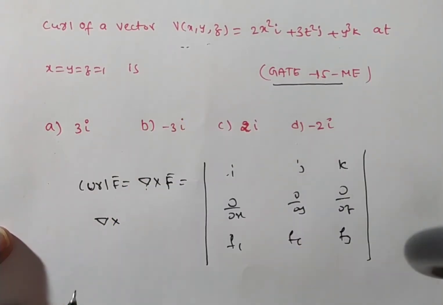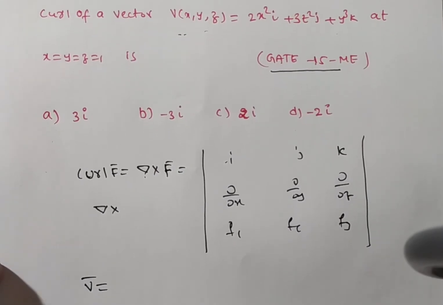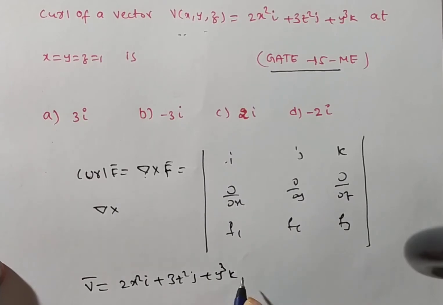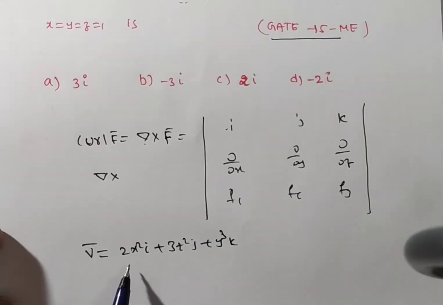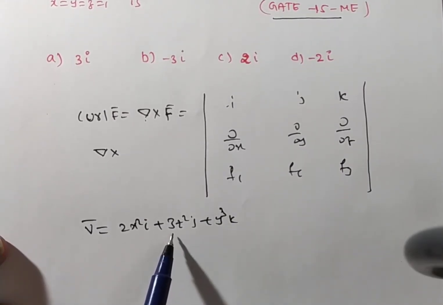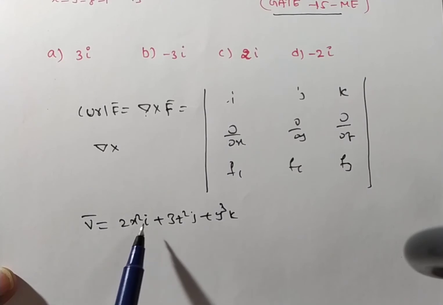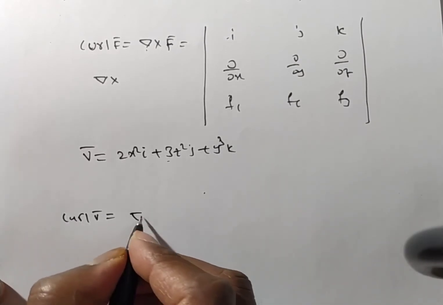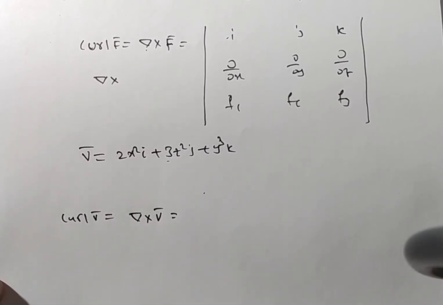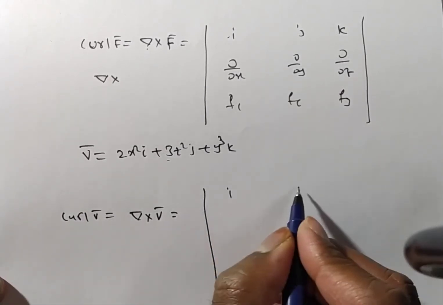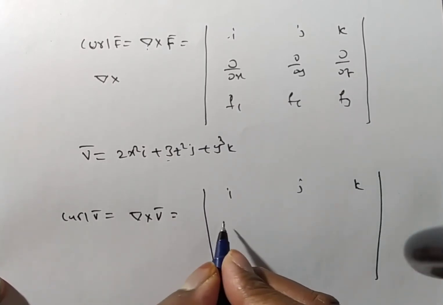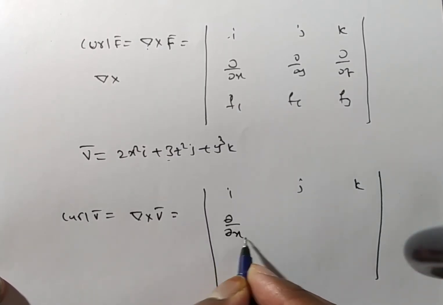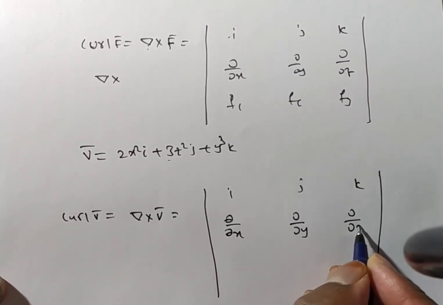But they are given v bar. V bar is equal to 2x² i plus 3z² j plus y³ k. Now you substitute: f1 is nothing but 2x², f2 is nothing but 3z², f3 is nothing but y³. Substitute here, then curl v bar is equal to del cross v bar, which is equal to the determinant with i, j, k in the first row, and ∂/∂x, ∂/∂y, ∂/∂z in the second row.